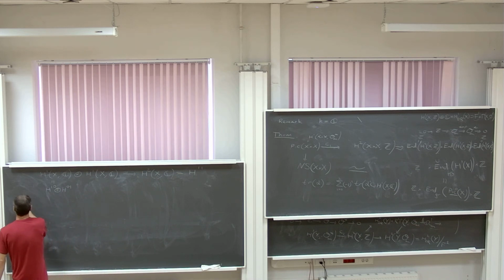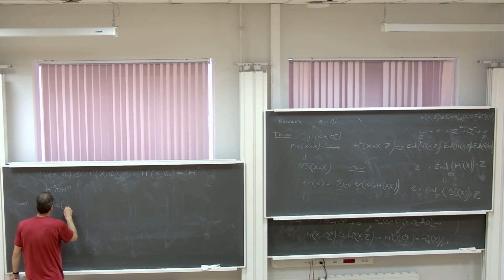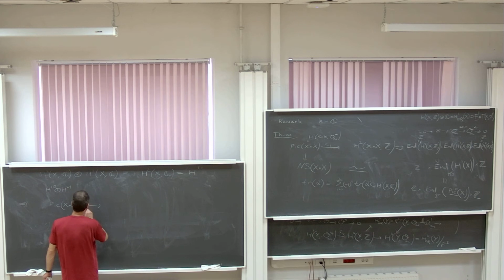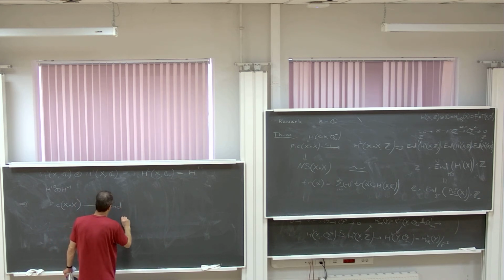So this implies that the Picard group of X times X maps to endomorphisms of the Hodge structure.